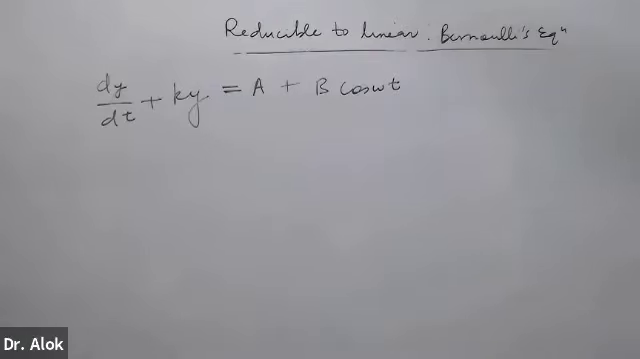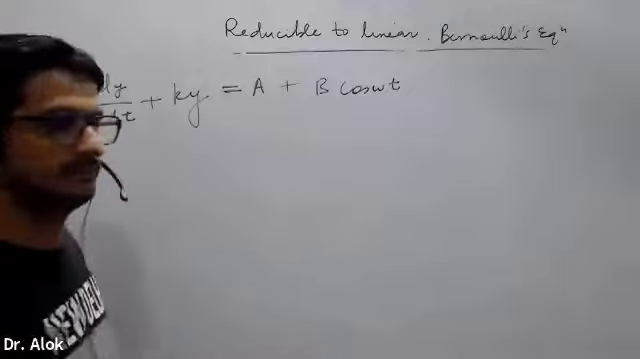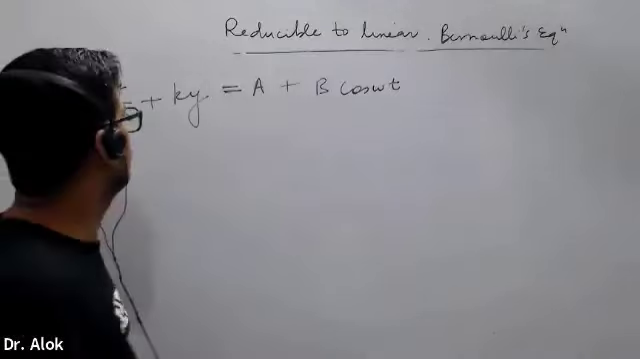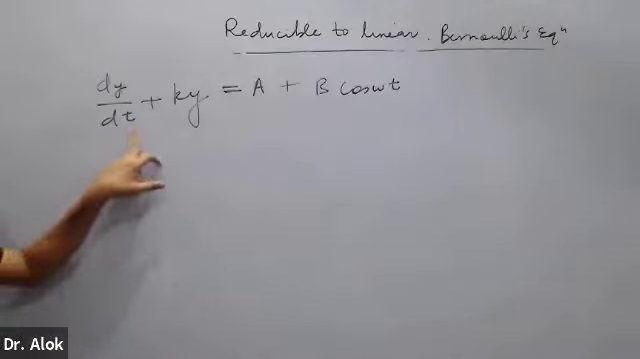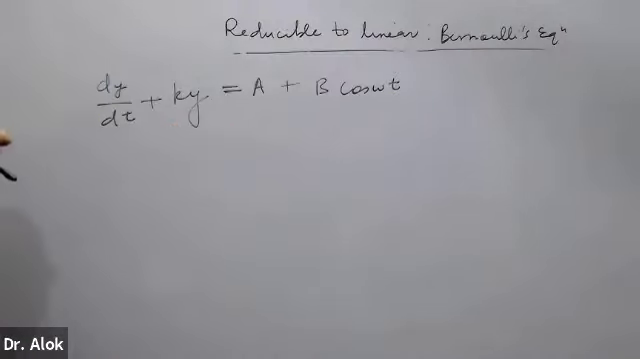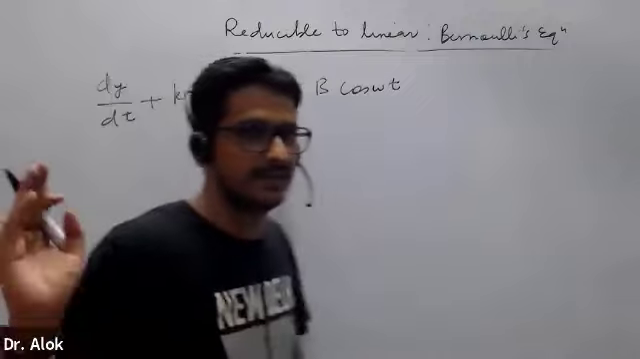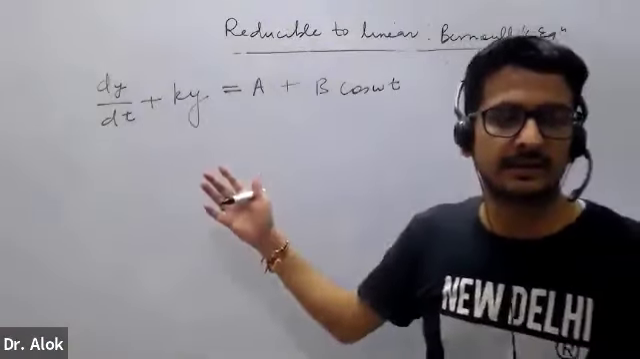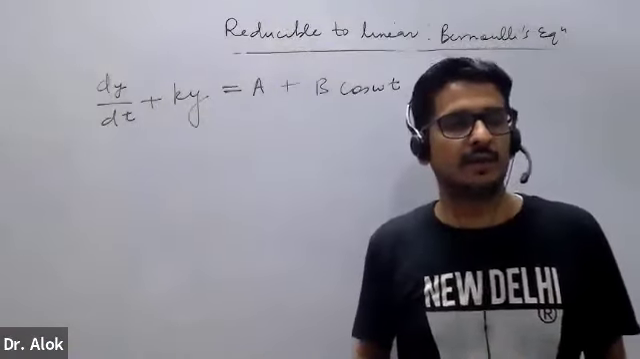So can we solve this equation? Sir, please define the equation. dy by dt plus ky is equal to a plus b cos omega t. So these are constants. We can fit these equations.